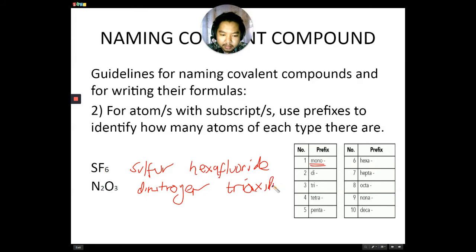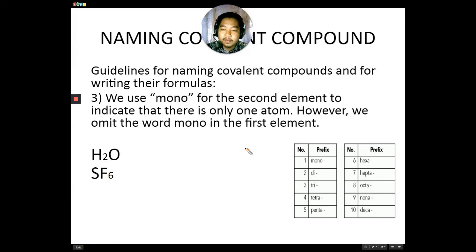Alright. So that's the second step: we use prefixes in naming compounds with subscripts. As I said, there are 4 steps. What's the third one? This is a reiteration of the exemption that I said. We use mono for the second element only, not to indicate that there's only one atom. However, we don't use it in the first element.